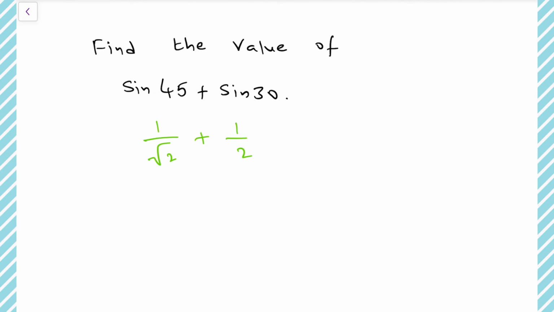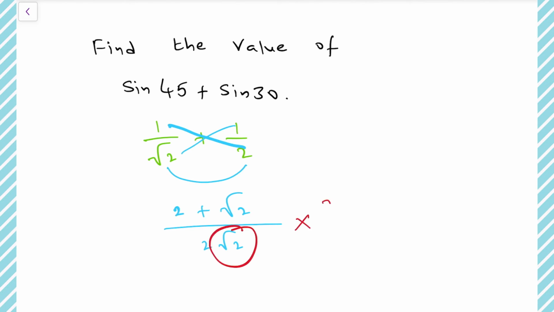So now I am going to do cross multiplication for this. Root 2 into 2, 2 root 2. 1 into 2, 2, plus root 2 into 1, root 2. So the value is 2 plus root 2 by 2 root 2. But we don't want any irrational number in the denominator. So to remove this root 2, we will multiply and divide with root 2 again, so that in the denominator, that irrational number will become a rational number.